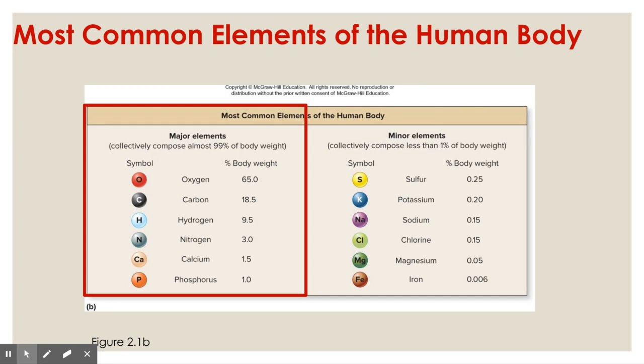But the major elements that make up about 99% combined of the body weight are oxygen, carbon, hydrogen, nitrogen, calcium, and phosphorus. Those are going to be the major elements. Then minor elements, they're still there, they exist, they're very important for body functions, but they're less than 1% of body weight: sulfur, potassium, sodium, chlorine, magnesium, and iron.